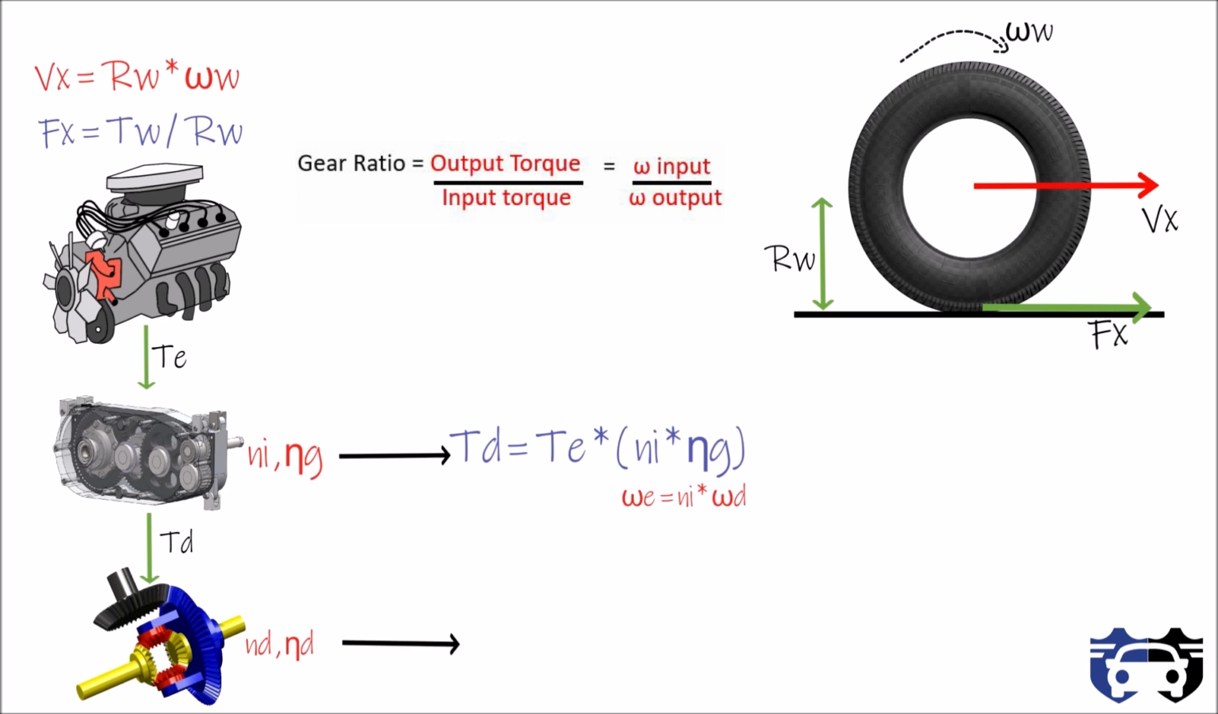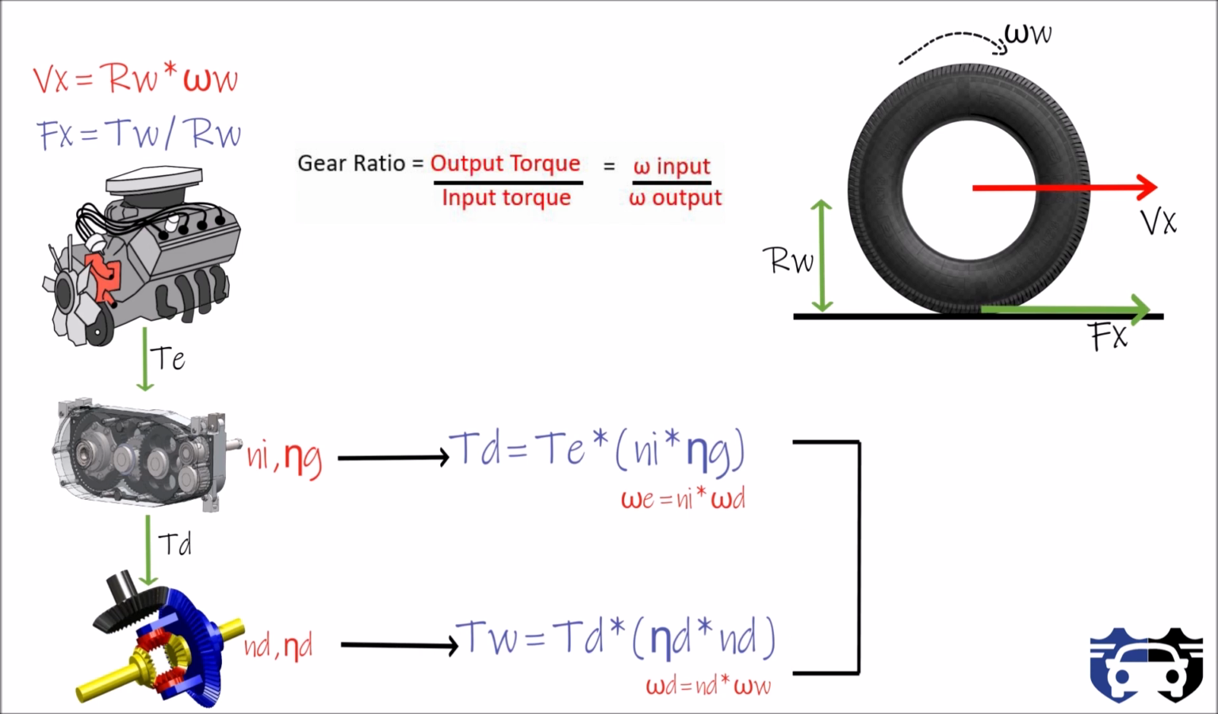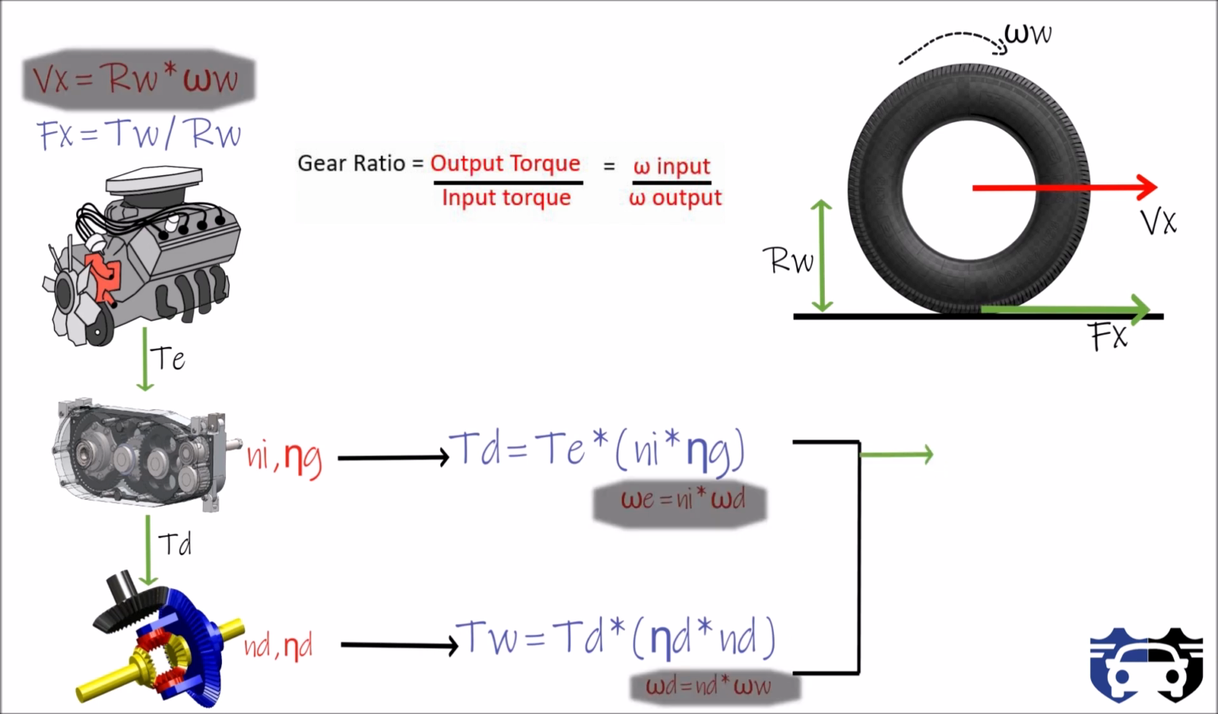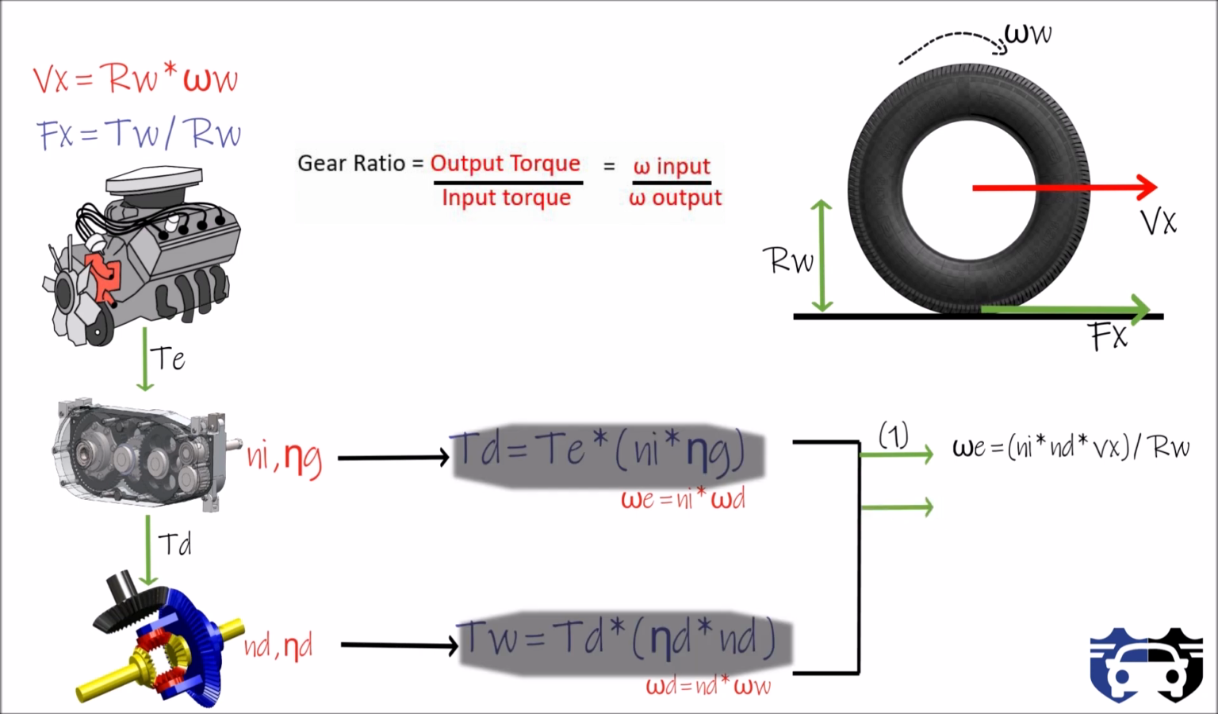Similarly, the output torque by differential, that is the torque at wheel, is given by Tw equals Td multiplied by efficiency of differential multiplied by Nd, and the angular velocity of differential omega d equals Nd multiplied by omega w, where omega w is the angular velocity of wheel. From these three equations, we get omega E equals Ni multiplied by Nd multiplied by Vx divided by Rw. And from these two equations, we can write the torque at wheel Tw equals efficiency multiplied by Ni multiplied by Nd multiplied by Te.